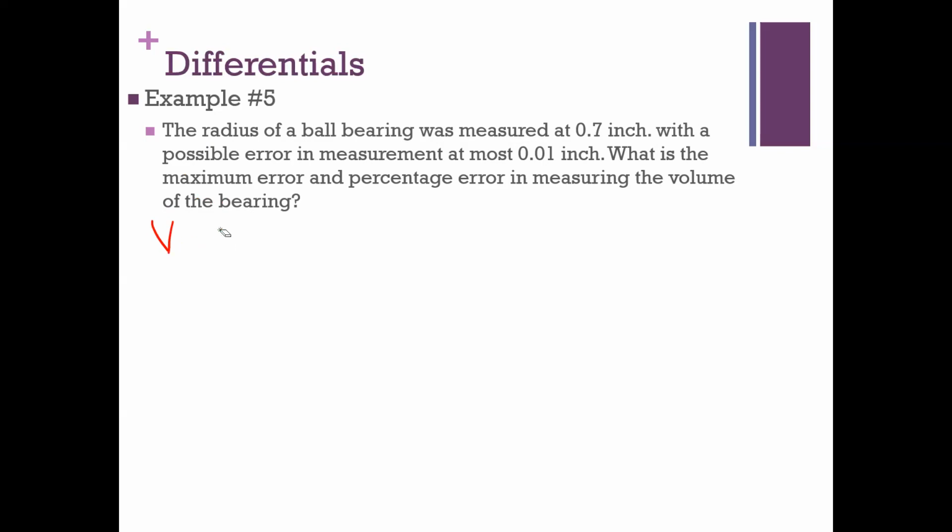So I will say this. Volume as a function of radius is equal to 4/3 pi r cubed, right? And what I want to do is find out what the error of the volume is. So what I am looking for is a small change in volume, right? Hopefully it's small.